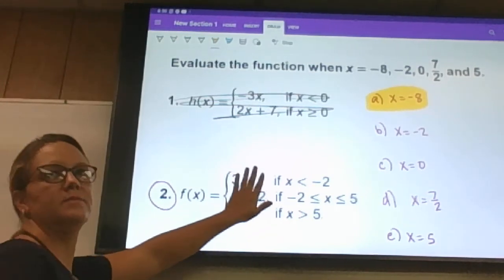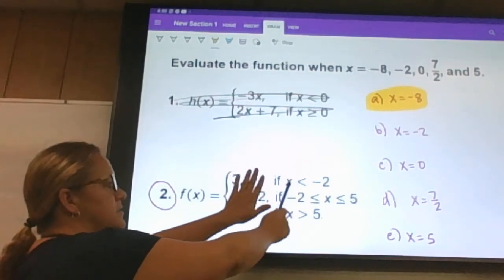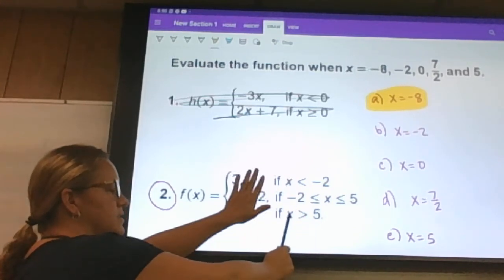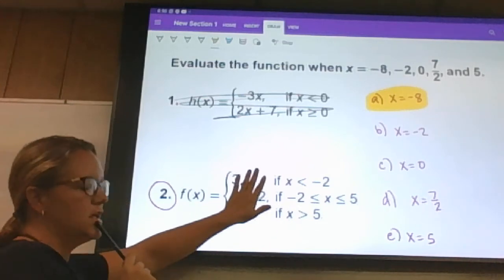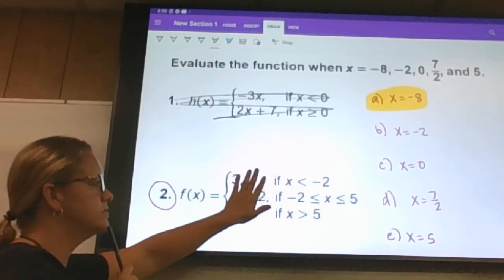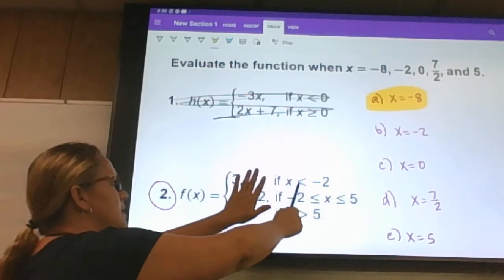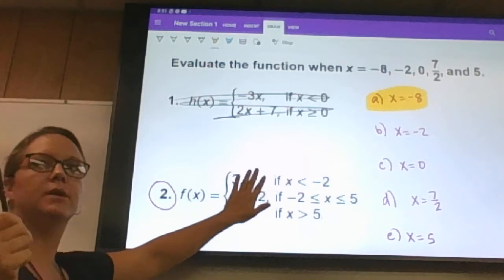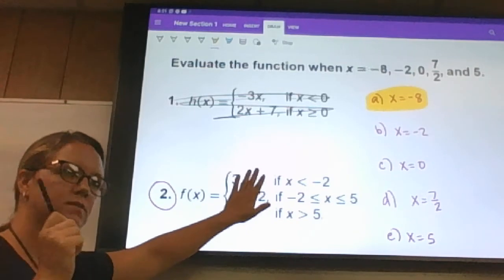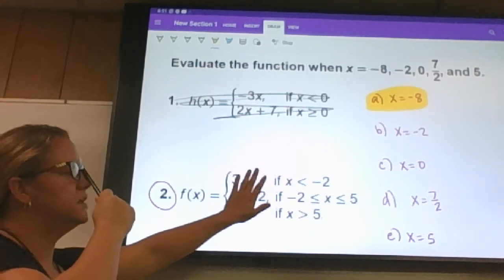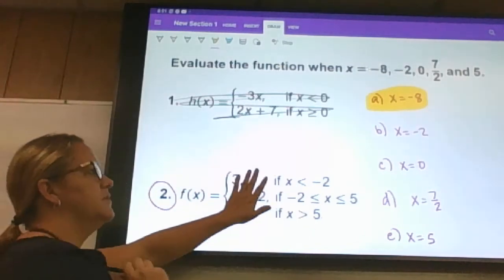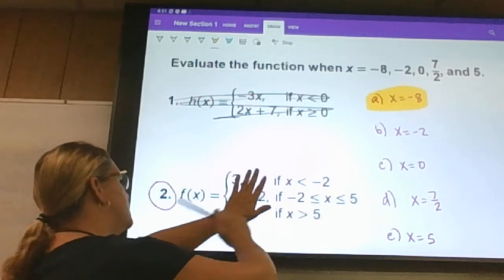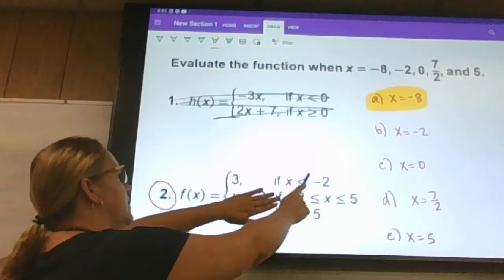Let me cover this up. Would -8 be true here, here, or here? -8 is less than -2. And sometimes that's really confusing because 8's a bigger number. So I always have to really think about those negatives. But -8 is less than -2. If I owe you $8, I'm more in the hole than if I just owed you 2. So I'm going to plug -8 into the top.